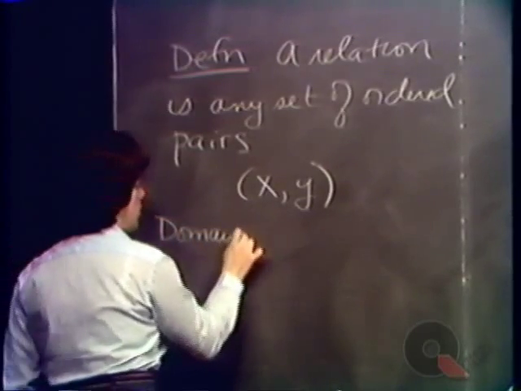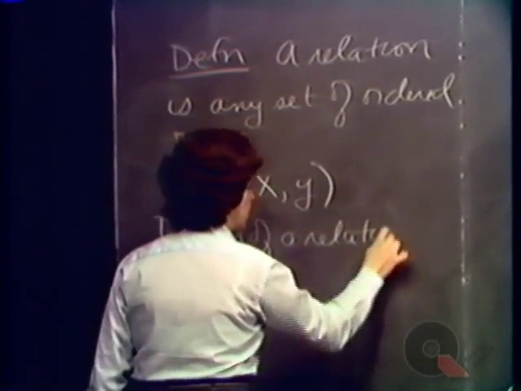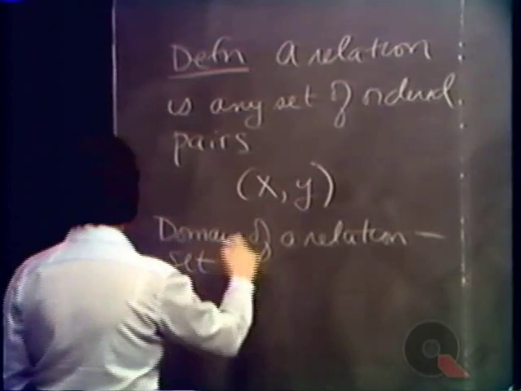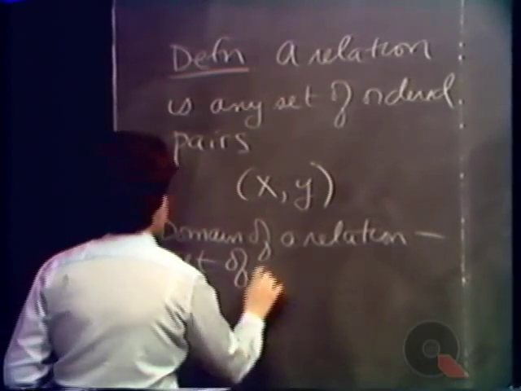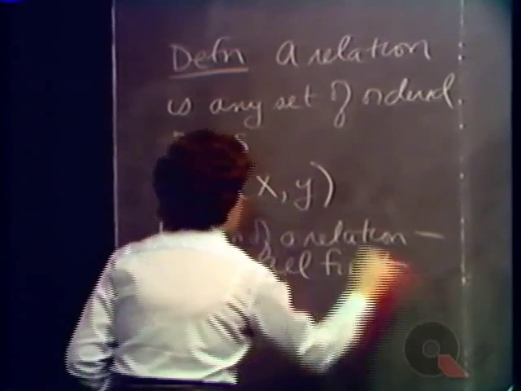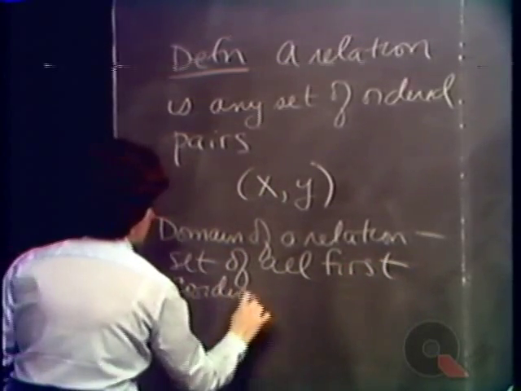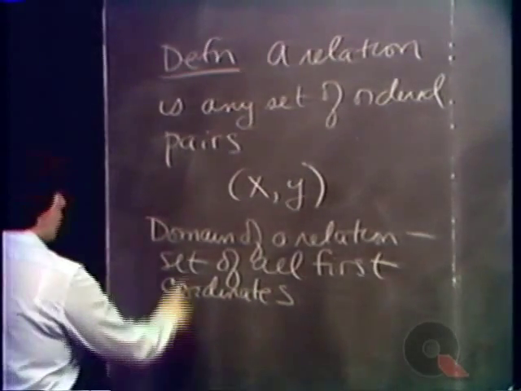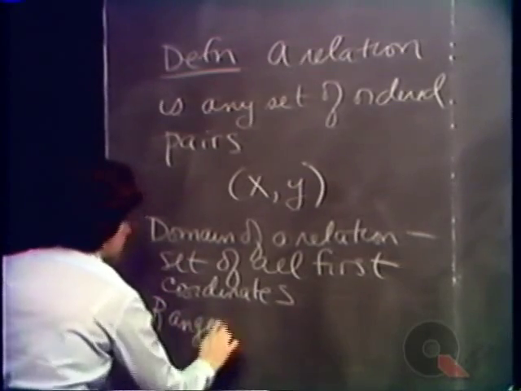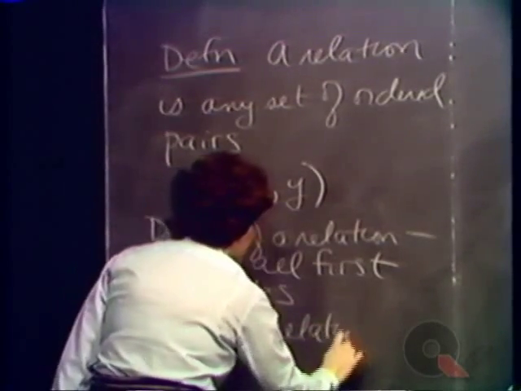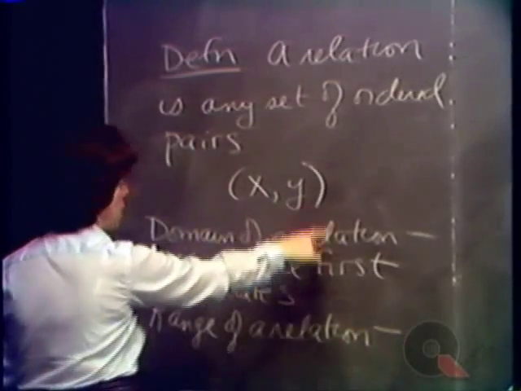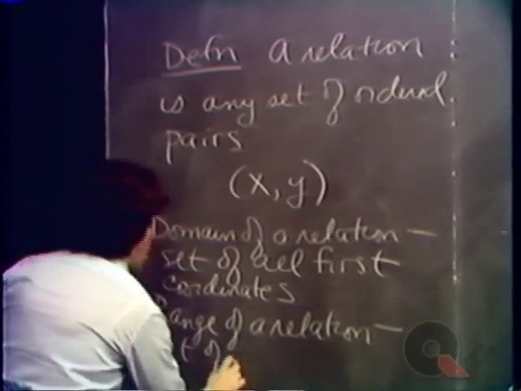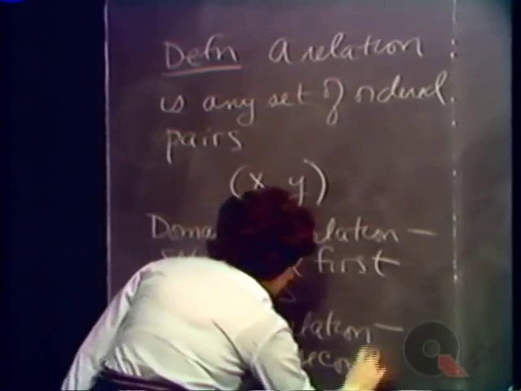Domain of a relation. This is the set of all first coordinates of these ordered pairs. And the range of the relation is the set of all second members or second coordinates of the ordered pairs in the relation. The set of all second coordinates.